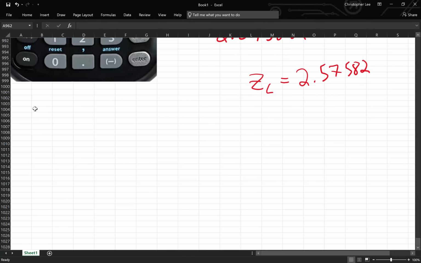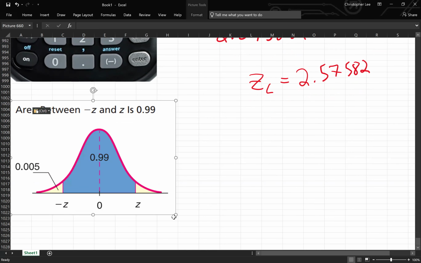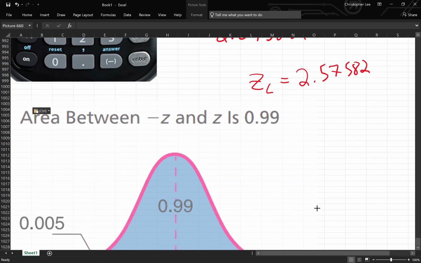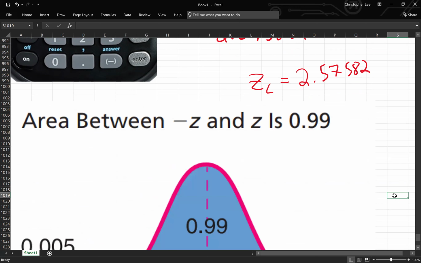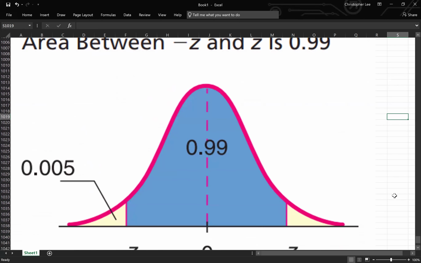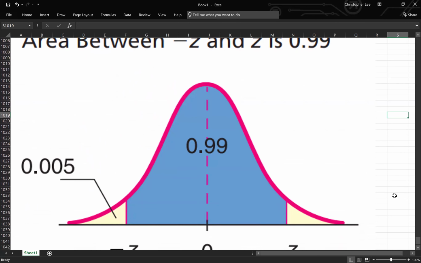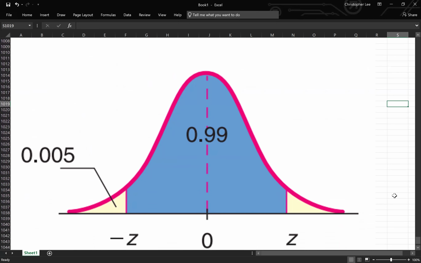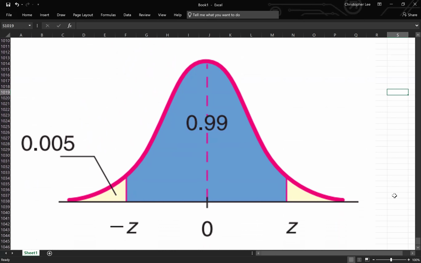I'm over here trying to draw, but my drawing is not that nice. So for those who couldn't see it and understand it, this is what I was trying to do. The area between negative Z and positive Z is 0.99, as you can see right here. Then I found the area to the left over here, which is 0.005, and I'm using that to find a negative Z value. That's it.